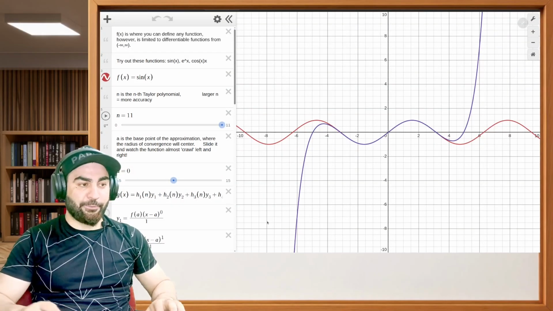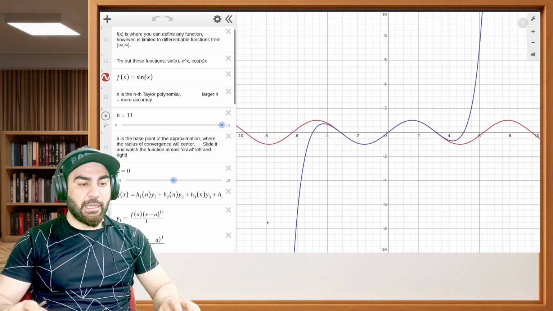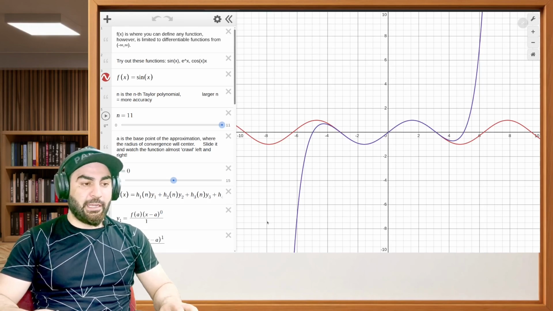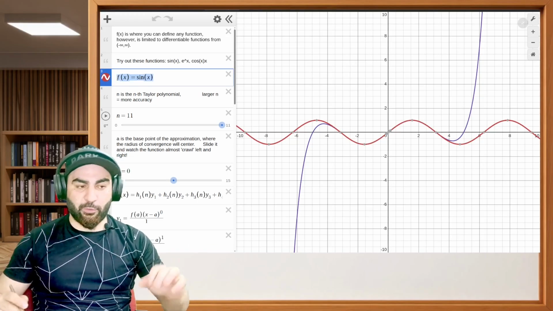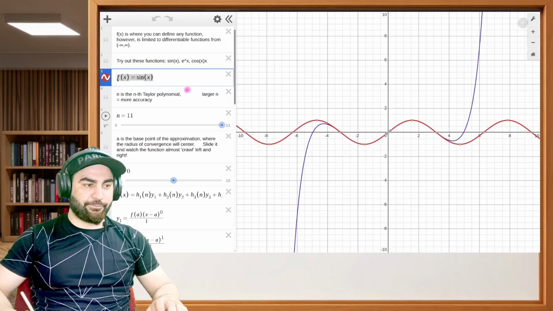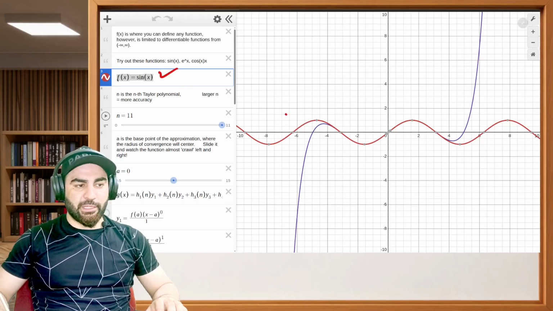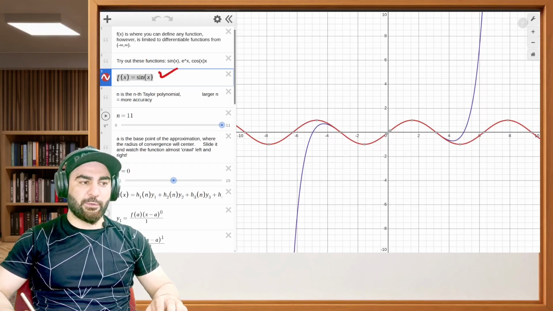So if you see this now, here we have a function given. In this particular case we have the function f of x equals sine of x. This is what we want to approximate. The function that you see in red is the function sine of x. This is what we want to approximate.